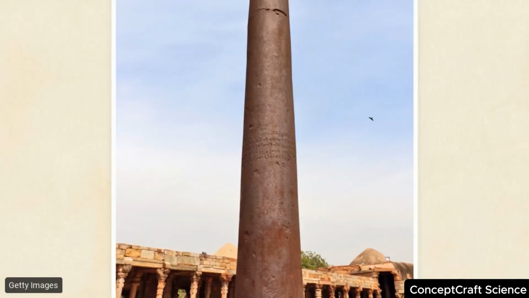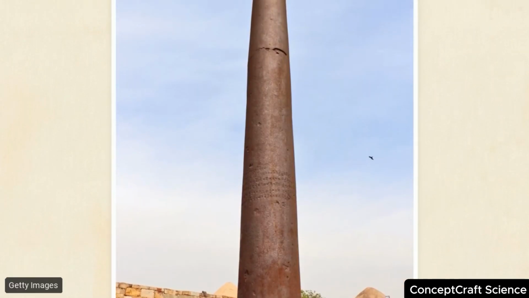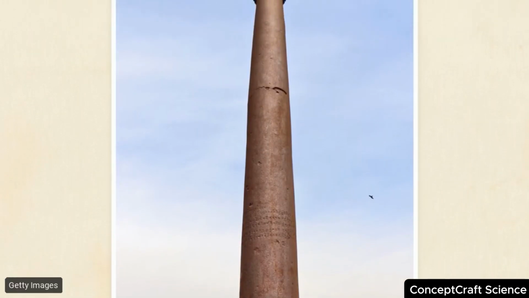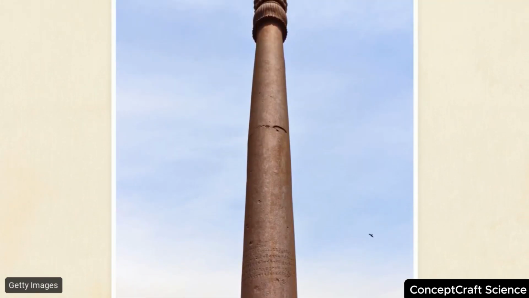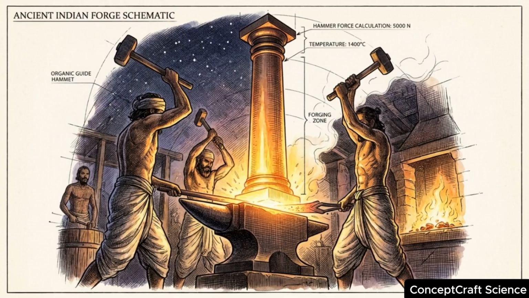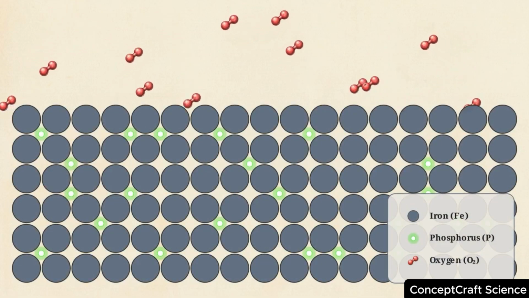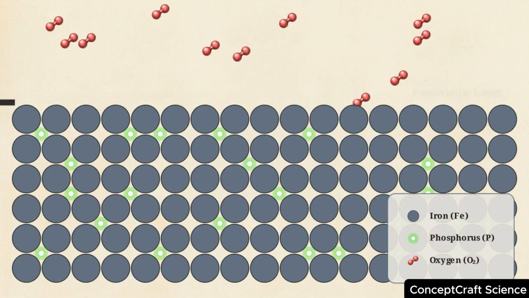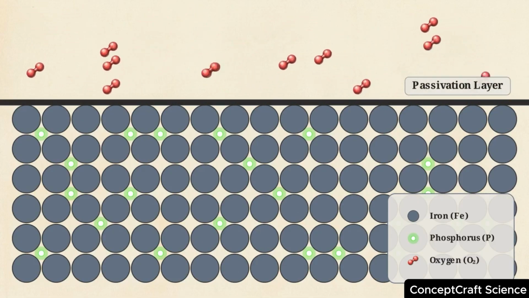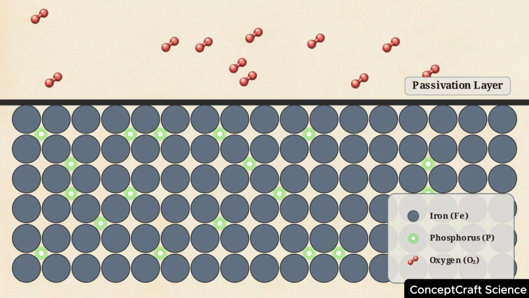And sometimes human engineering achieves something that seems to defy the rules altogether, like the famous Iron Pillar of Delhi. Forged over 1,500 years ago, this massive iron structure has stood fully exposed to the elements, yet it has barely rusted. Ancient metallurgists used a specific concentration of phosphorus in the iron, which triggered the formation of a dense protective film over the surface, halting the reactivity cycle.